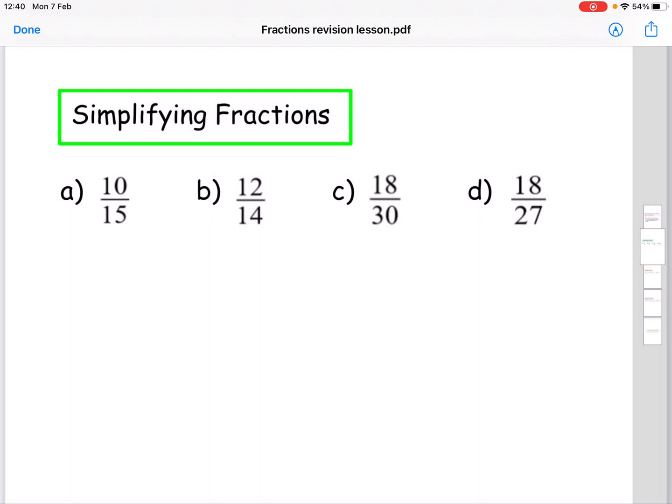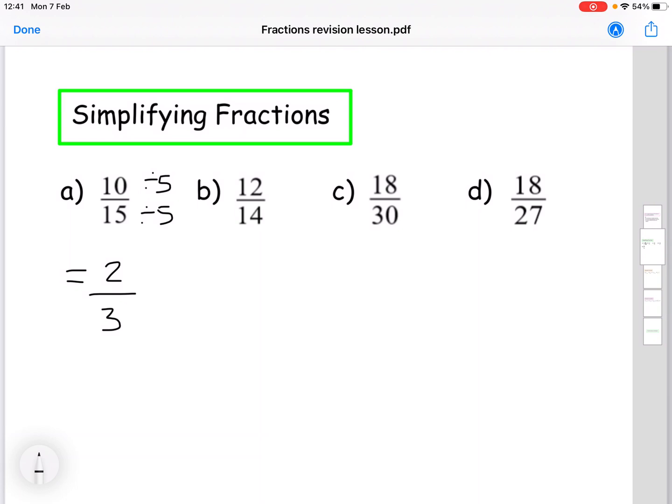So all we're really trying to do here is think, what times table do both of the numbers in the fraction come into? The first one you've got there is 10 over 15. Which times table are 10 and 15 both in? They both divide by 5. Quite often it's helpful to write beside what you're actually dividing by. So 10 divided by 5 gives 2 on the top, and 15 divided by 5 gives 3 on the bottom. 2 and 3, there's nothing else you can divide them both by, so that is fully simplified.